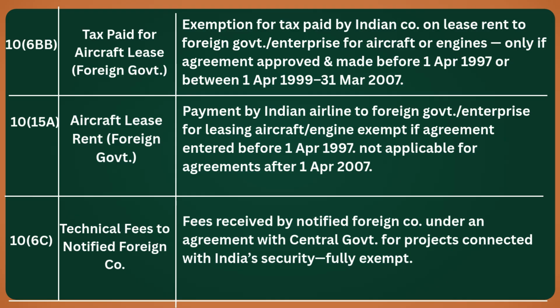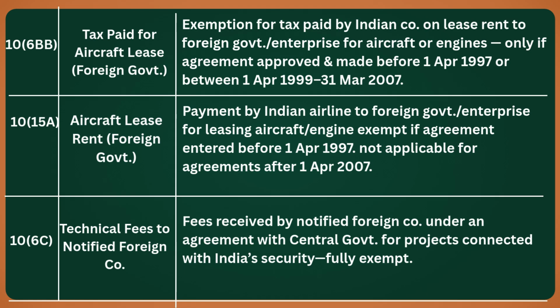6. Aircraft lease rent, Section 10, subsection 15a. Payments by an Indian airline company to a foreign government or enterprise for leasing an aircraft or engine are exempt if the agreement was entered into before 1st April 1997. Agreements after 1st April 2007 do not qualify for this exemption.